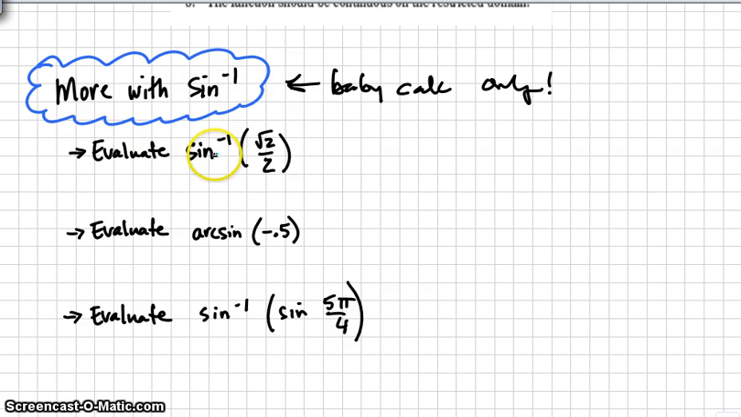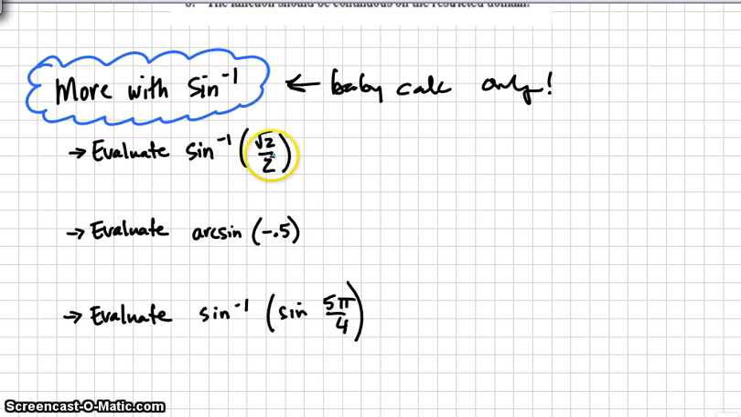So again, on these, they give you an exact value, and you're going to have to find the radian or the degree measure that goes with it. So you're trying to find where on the unit circle the sine will have a value of square root of 2 over 2. Hopefully that one is familiar to you.